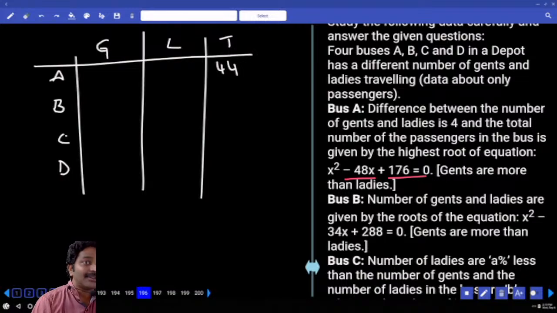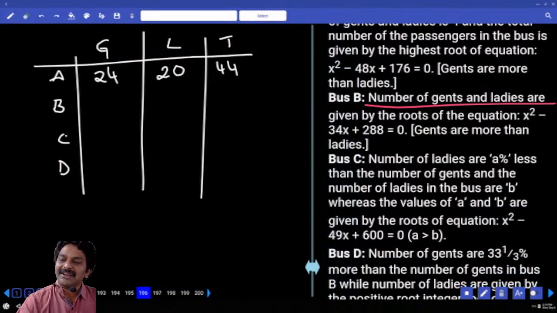And you also know the difference between ladies and gents is 4 and gents are more, correct? Now if you take the difference between 44 and 4, you will get the least value which goes to ladies. How much is that? 20, difference by 2, and remaining are 24, gents are there. Clear? Understood? Continue.